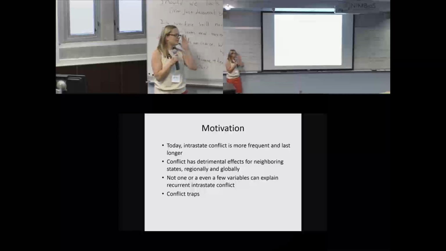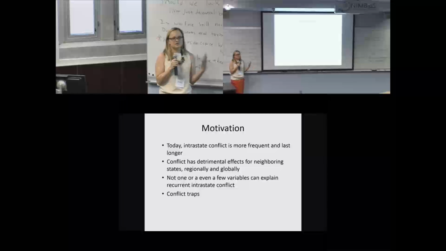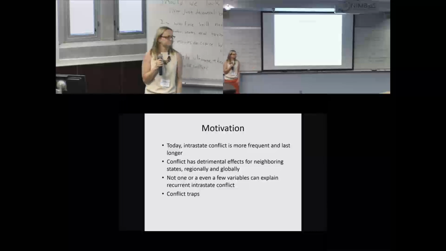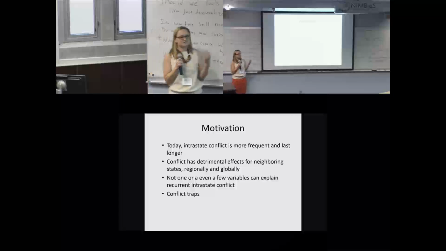I'm into this idea that there are several variables that are important, and they're all interacting. These variables are interacting and creating emergent behavior. So I'm looking at conflict as a complex system. And also, I'm arguing against this idea of conflict traps.